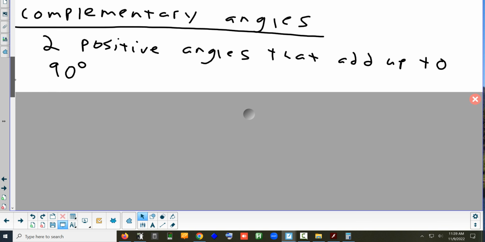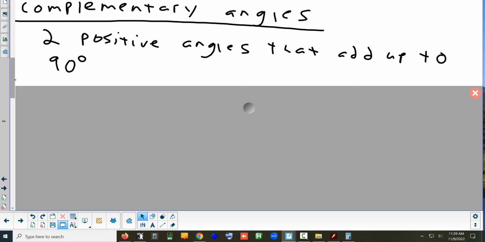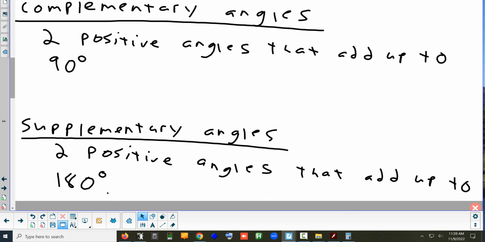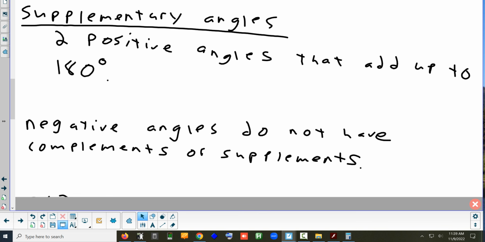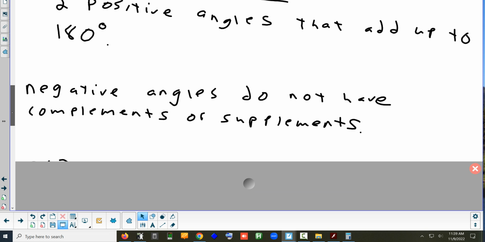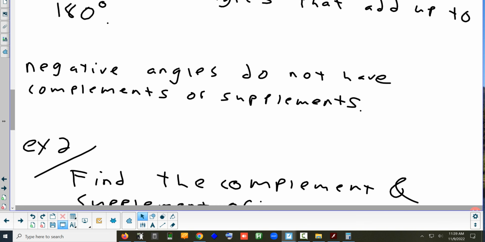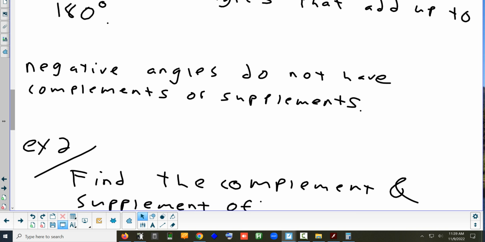How about the other type that you usually study? These add up to 180. That's supplementary. Again, same deal, has to be positive. 200 and negative 20 are not supplementary. I already told you that. Negative angles do not have complements or supplements. Right, so I'm going to give you a couple angles. Let's see if we can find the complement and the supplement.